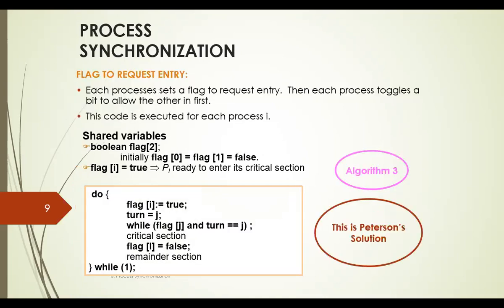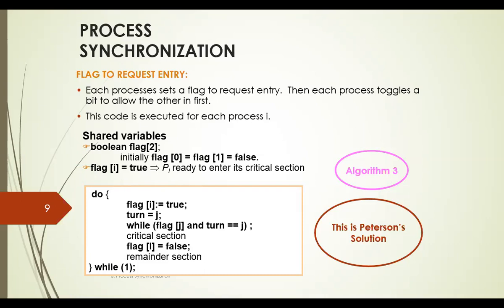This is the Peterson solution, and in this solution, each process sets a flag to request entry. Then each process toggles a bit to allow the other to go first. This code is executed for process I, and for process J the same code is repeated. Here, two variables, the Boolean flag array as well as the turn, are used in this algorithm. Initially, the flag is set as false. Then the flag of I is set to true to indicate that it is ready to enter into the critical section.